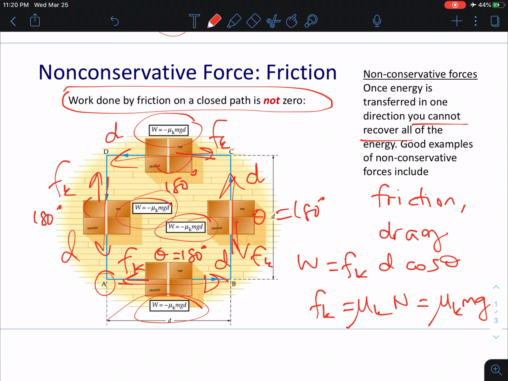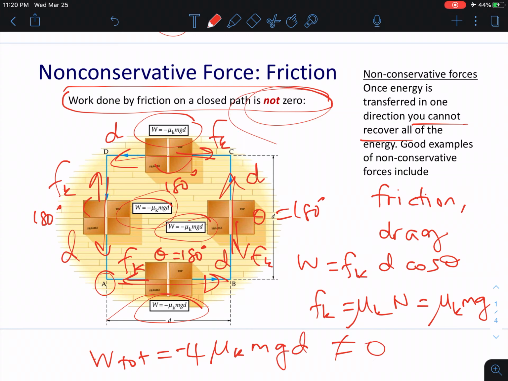So when you add them up, do you get 0? You do not get 0, right? So the total work in this case will be, I'm going to write it here, 4 times, with a negative sign, mu k mg d, for example. It's not 0. Okay, that is the reason it is a non-conservative force. And any forces like this will be counted as non-conservative forces, and they are not associated with a change in potential energy.